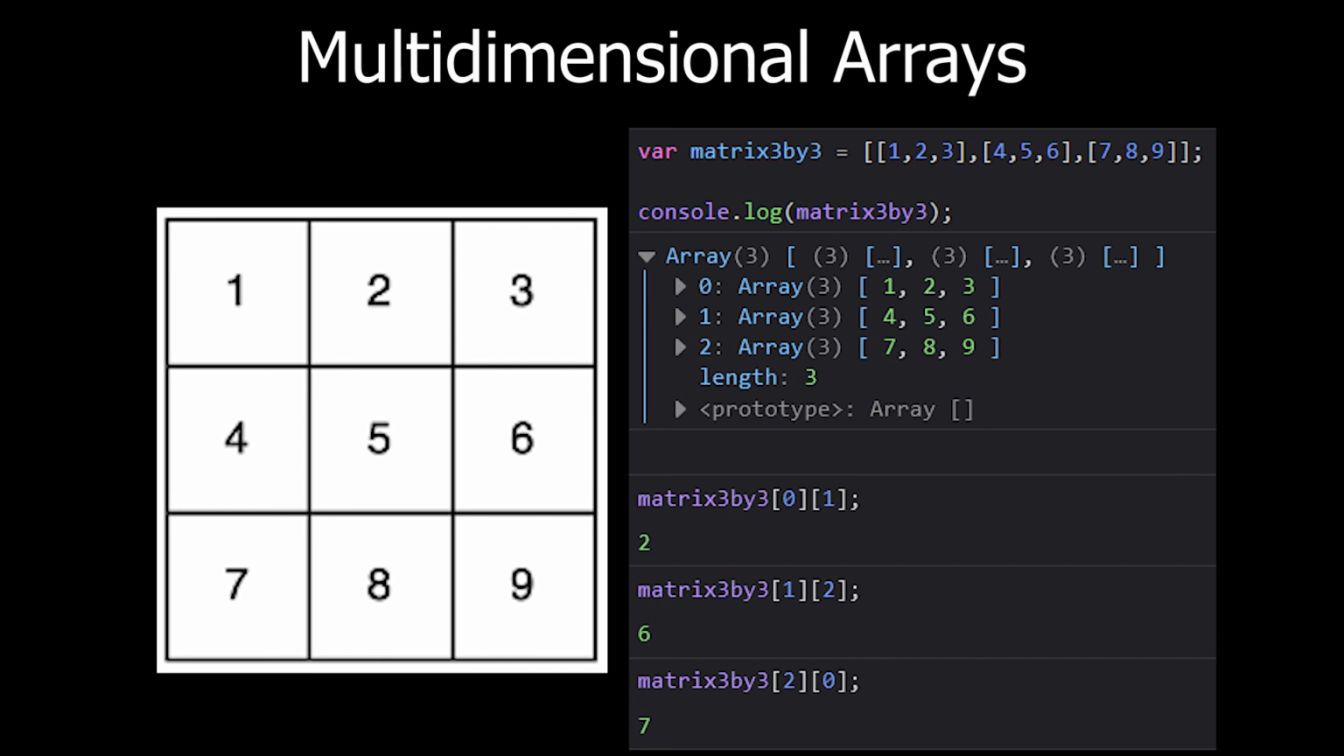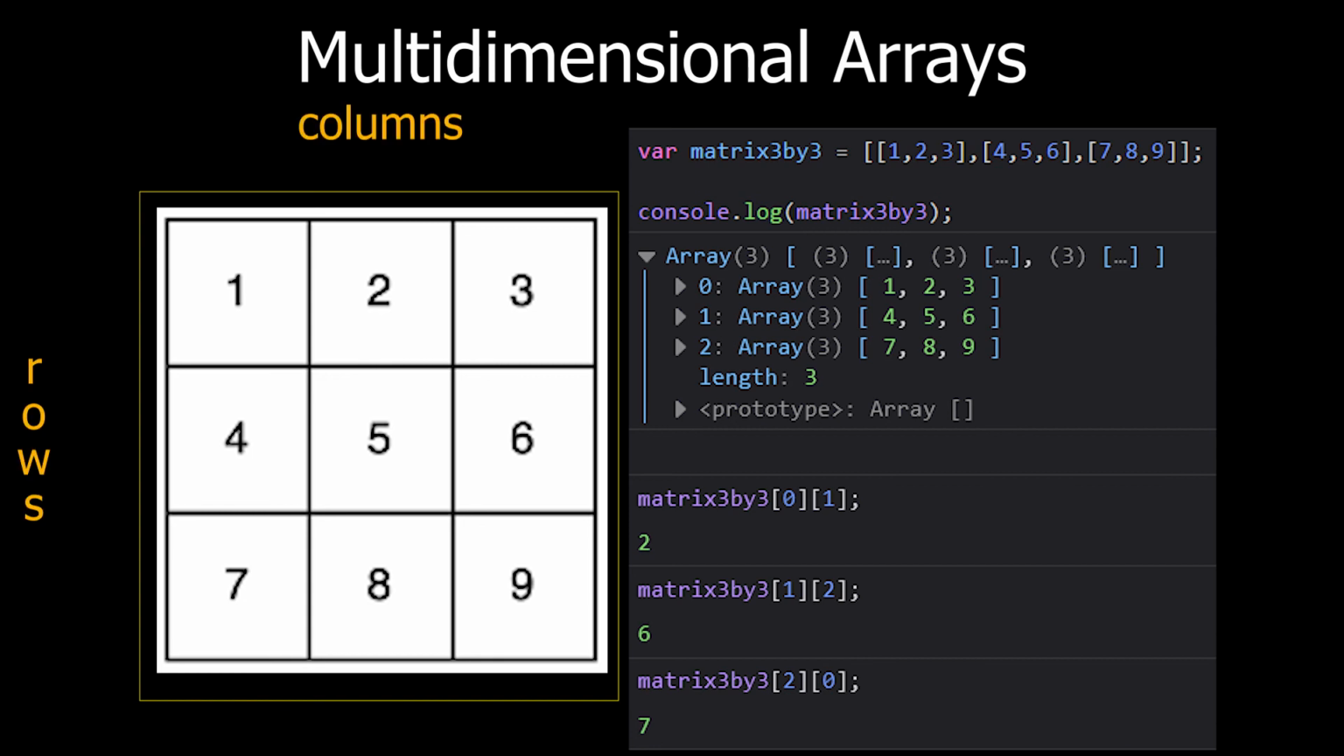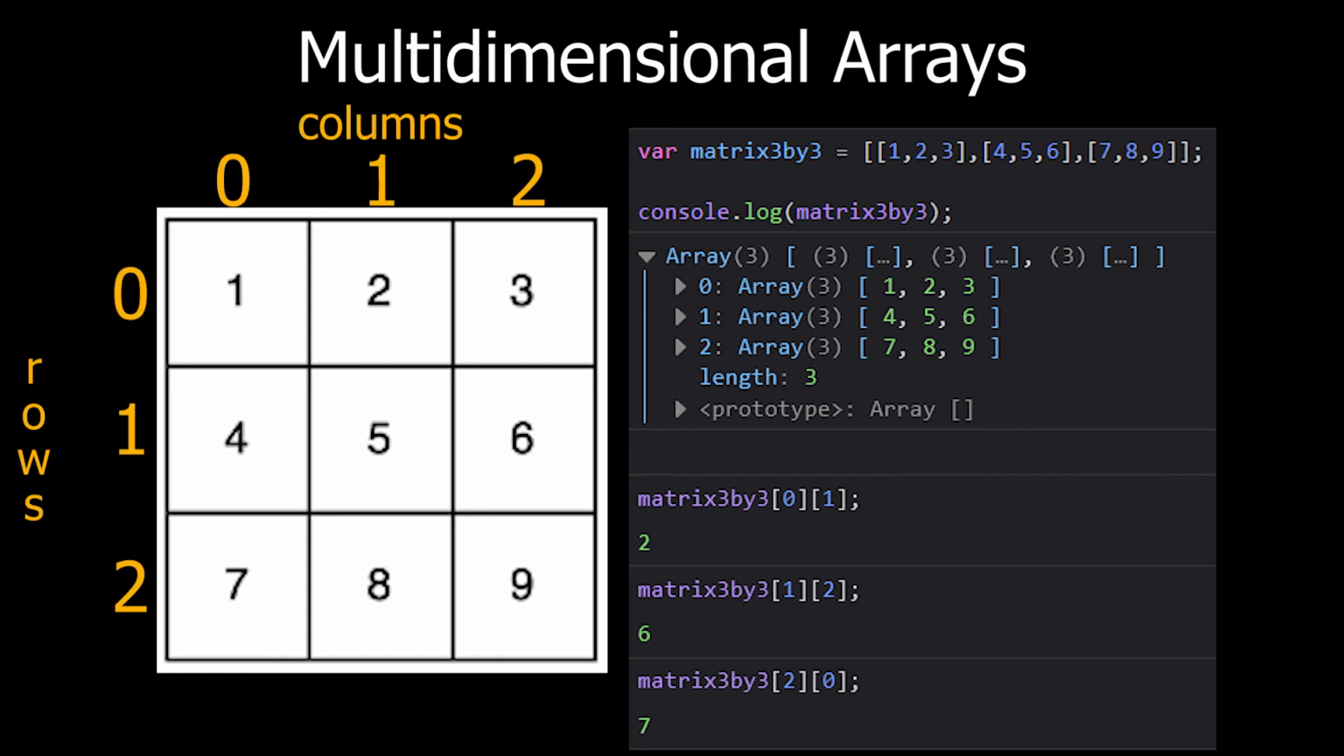JavaScript doesn't provide a built-in data structure for multidimensional arrays. Natively, JavaScript arrays are one-dimensional. However, you can still create multidimensional arrays by creating arrays where the elements are also arrays. As an example, let's create a two-dimensional array. You can visualize 2D arrays as a matrix of rows and columns. This matrix has 3 rows and 3 columns, so it's a 3 by 3 matrix.